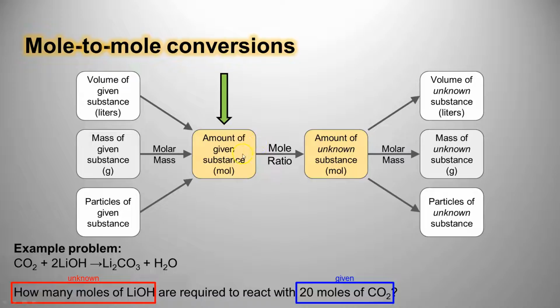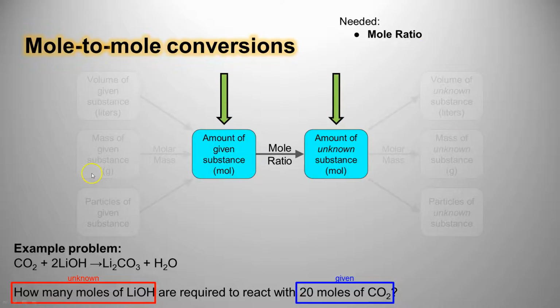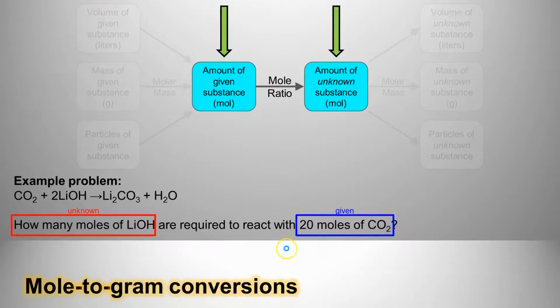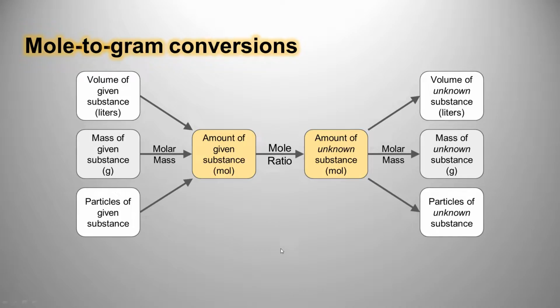So what I'm trying to do is go from one amount in moles to another amount in moles. In this case right here, I am trying to go between lithium hydroxide and carbon dioxide. And the mole ratio is 2 moles of lithium hydroxide to 1 mole of carbon dioxide. All I need for this is a mole ratio. Everything else is kind of secondary from what I'm looking at. All I need is the mole ratio when I'm going from one moles to another moles, trying to figure that out. Let's look at mole to gram conversions.